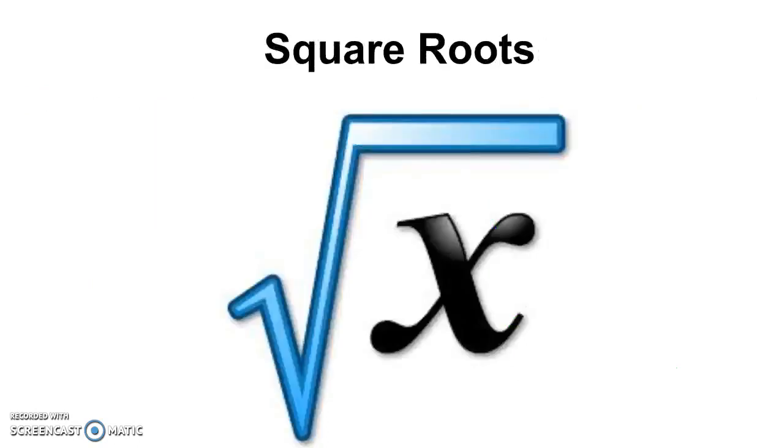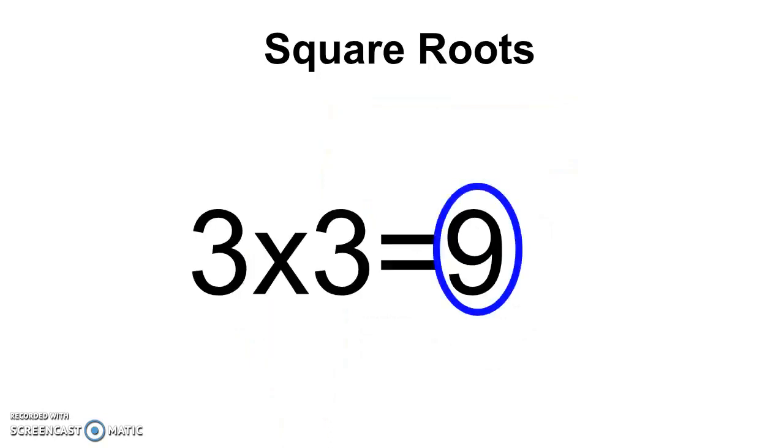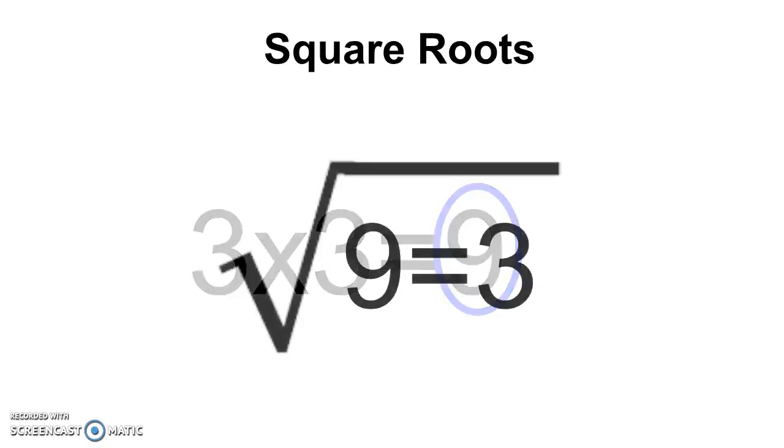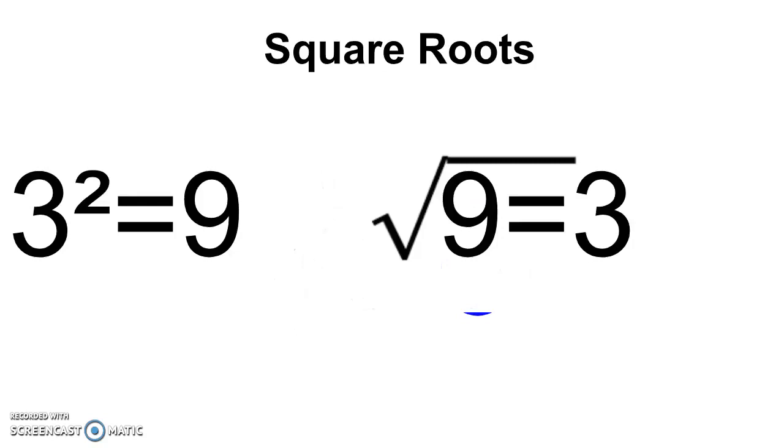Next, we have square roots. These are 1 of 2 equal factors of a number. For example, 3 times 3 equals 9, making 9 a perfect square, right? So only square numbers can be square rooted perfectly. So the square root of 9 is 3. And 3 squared equals 9, so 9 square rooted equals 3. Make sense?